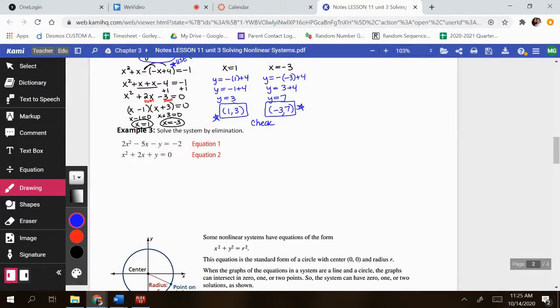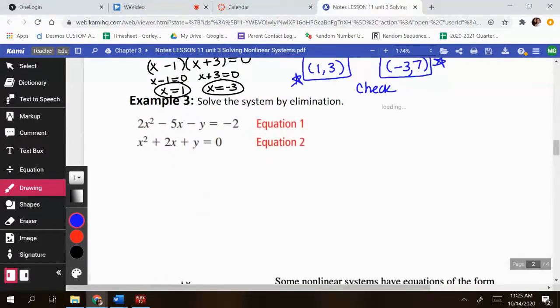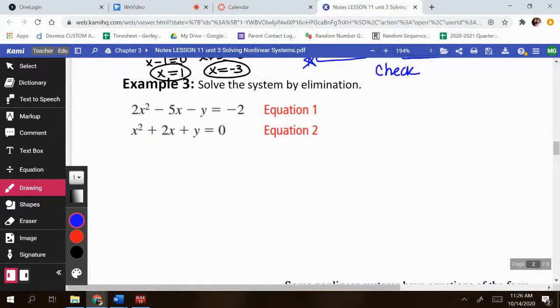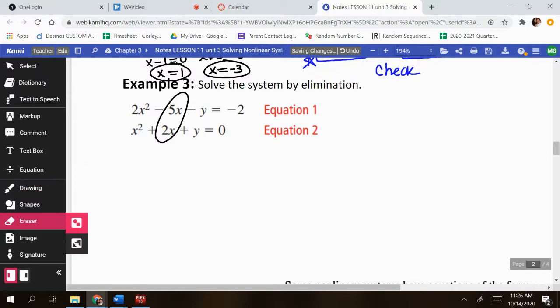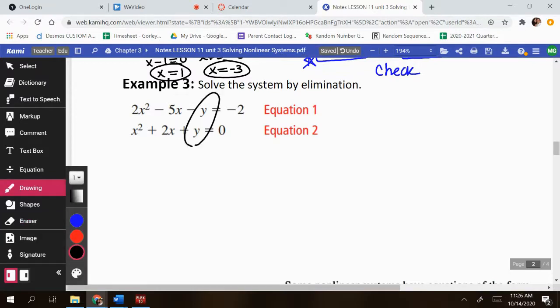Okay, in example 3, we're going to solve by elimination. We have 2 equations here, and you can see that neither of them are linear. So we are solving a system of nonlinear equations. When I'm solving systems like these, I leave whatever variable is being squared. I try not to eliminate that one. It's just going to be easier if we eliminate the variable that is not being squared. So in this case, y is not being squared.